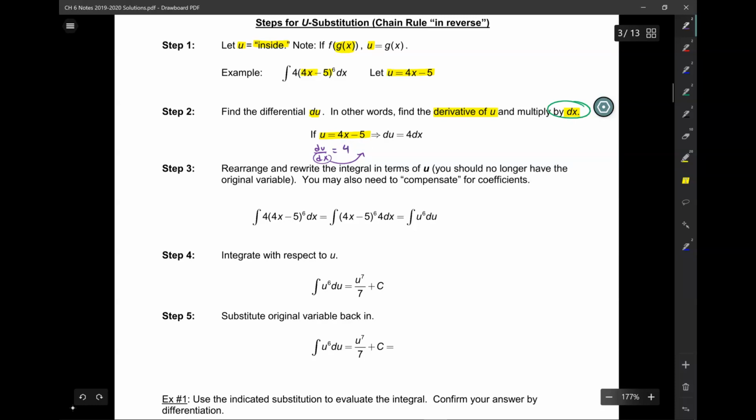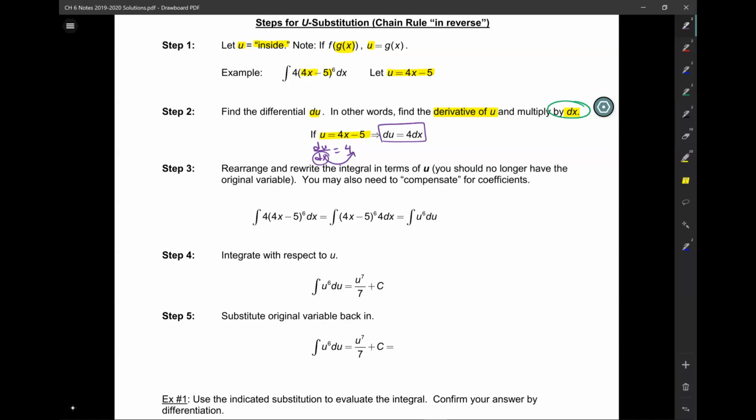Let's start that again. I'm sorry, I have a very bad headache. What's the derivative of this? It's du/dx, and the derivative is just 4. If du/dx is 4, du is 4 dx. So du is 4 dx.